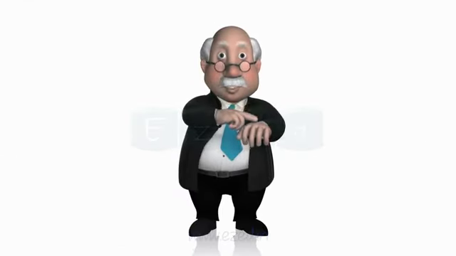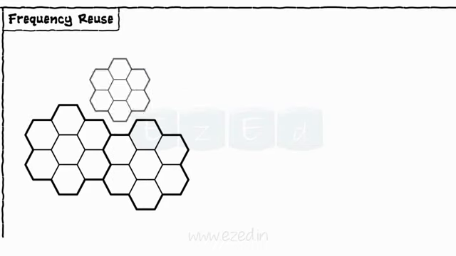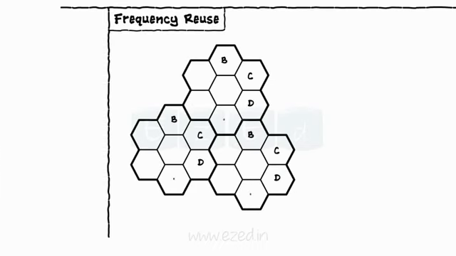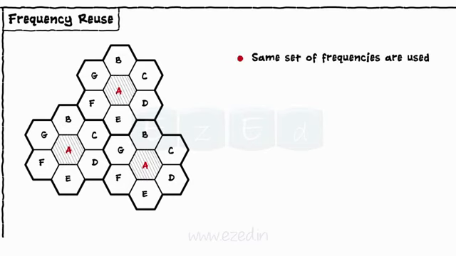Hey, it's time to concentrate now. Now let's see the features of the cellular concept. Its first feature is frequency reuse. In frequency reuse, the same set of frequencies are used for radio channels located in different areas. As shown in the diagram below, every cell named A uses the same set of frequencies.